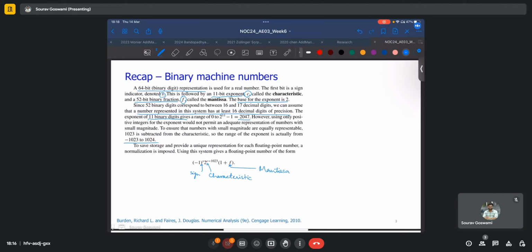And here we have the floating point representation of the numbers. I'll just write it again: minus 1 power s, 2 power c minus 1023 times 1 plus f, where the sign, characteristic, and mantissa elements we already looked at.